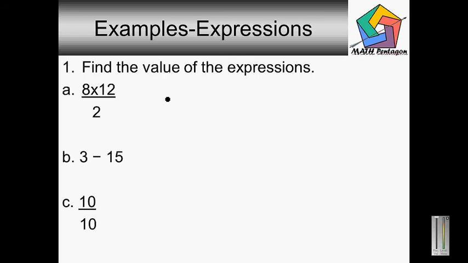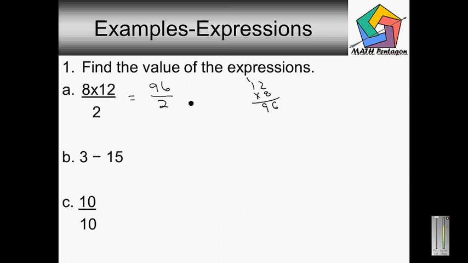Okay, let's do a few examples on expressions, and the directions are telling us find the value of the expressions. So we have 8 times 12 over 2. So first we want to do the multiplication on top. 8 times 12 is, let's multiply. 2 times 8 is 16, carry the 1. 8 times 1 is 8, plus the 1 is 9. So we have 96 over 2.